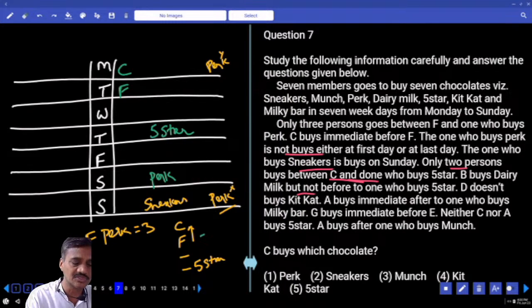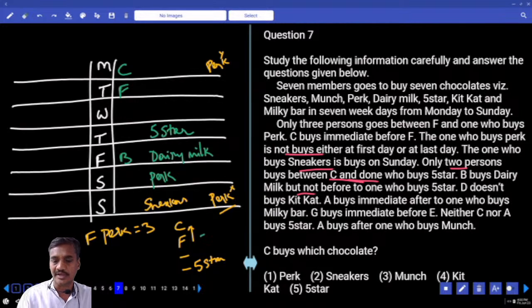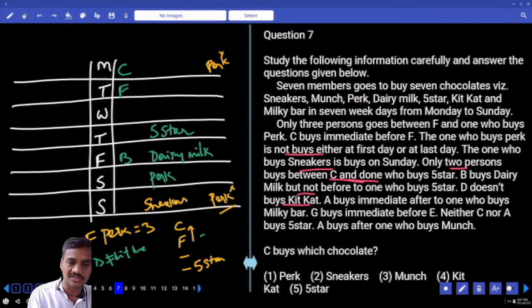Hence D, what about this one? B bought Dairy Milk, and B is after the one who bought 5 Star. And D does not buy Kit Kat, so Kit Kat is ruled out for D.